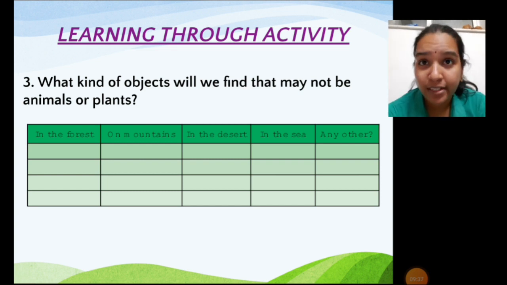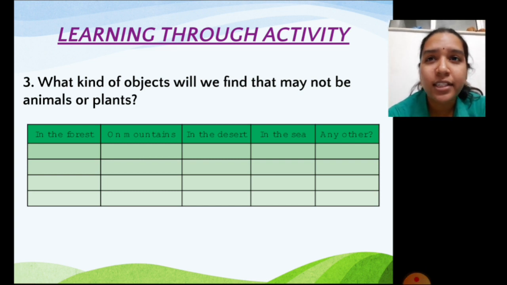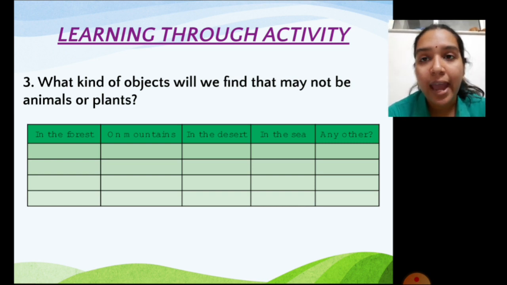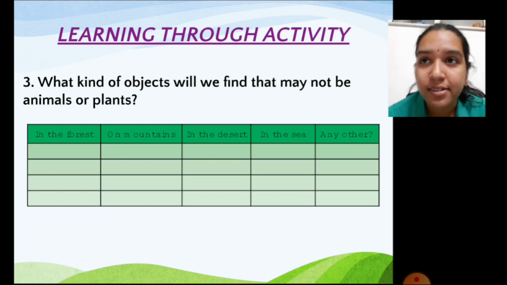Discuss with your friends and parents to find more examples to fill the table. You will find the objects which are present in that particular region. Like in the first column, what do you find in a forest? And then on mountains, and then in the deserts, in the sea, and any other different place you may know, and the objects you find there. You will fill this table by your knowledge or by asking your friends and also parents.